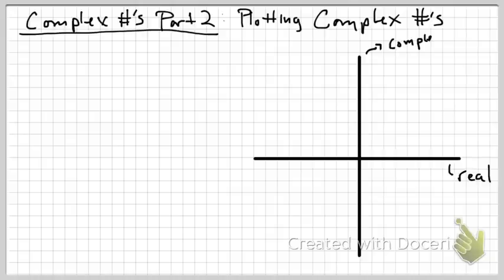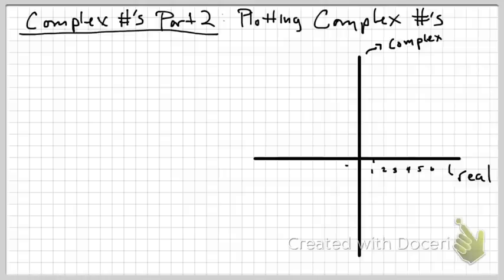complex axis. So this is what we're going to do. On the real axis, we're counting by real numbers. So that first tick mark is 1. This one is 2. Over here would be 3, 4, 5, 6, and so forth.